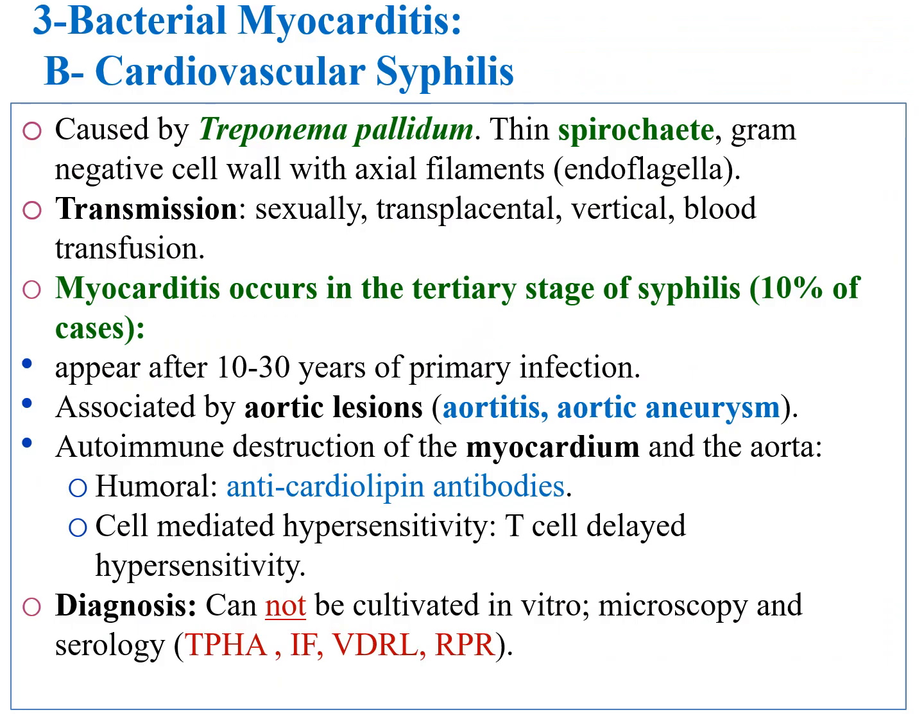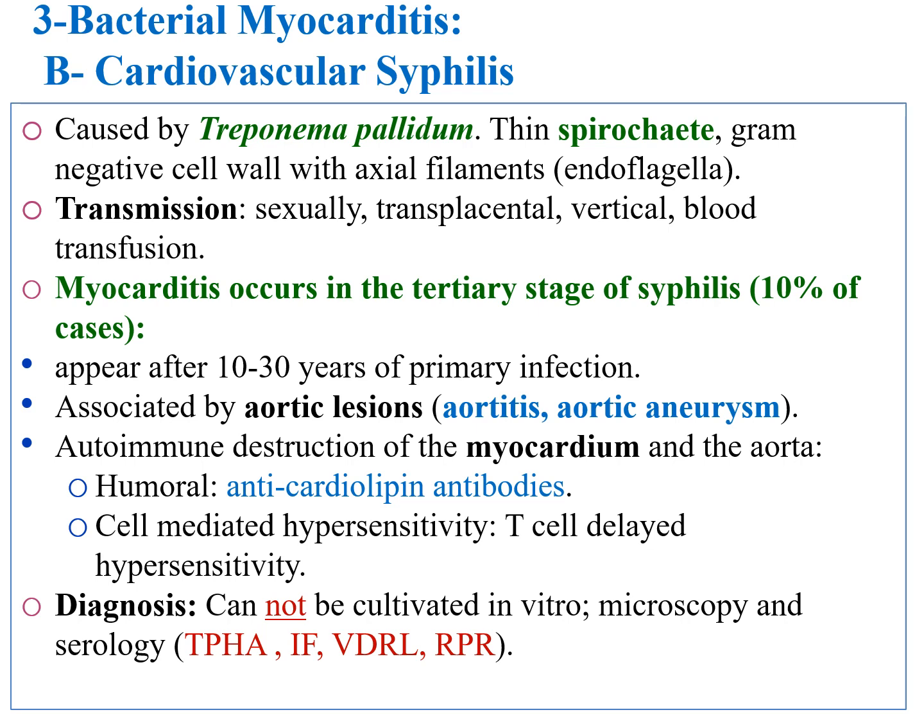Cardiovascular syphilis is a disease caused by the spirochete Treponema pallidum, which is transmitted sexually, transplacentally, which is vertically, or by blood transfusion. Myocarditis usually happens in the latest stage of syphilis, the last stage of the disease, the tertiary stage. It happens in 10% of the cases. This stage usually happens late after the infection, about 10 to 30 years.